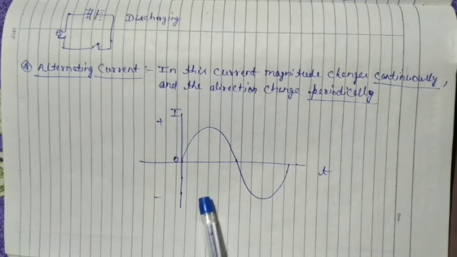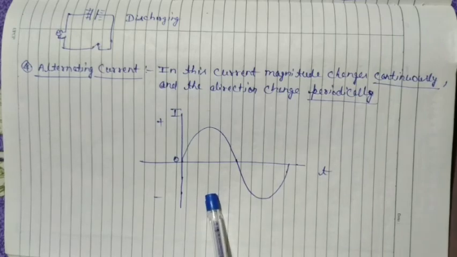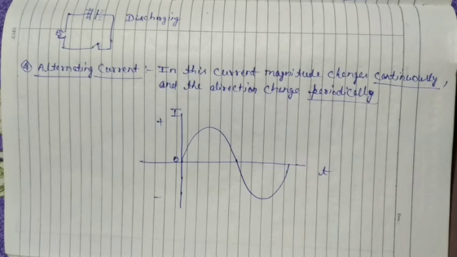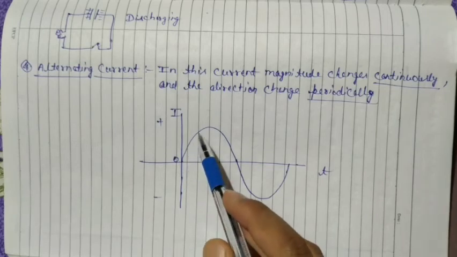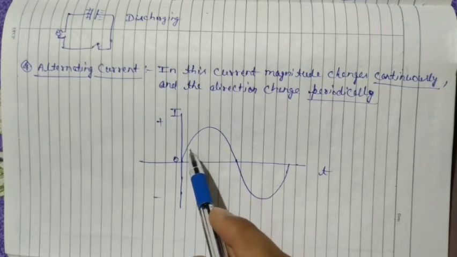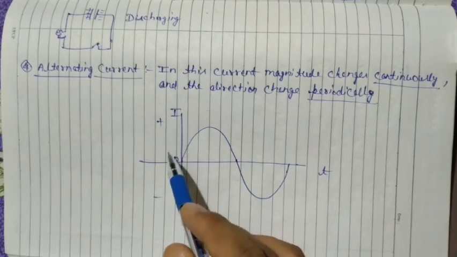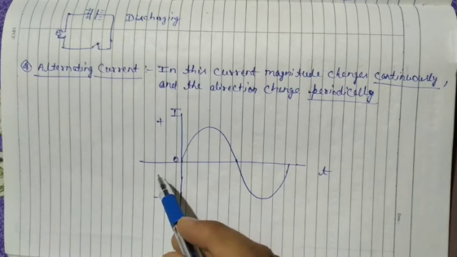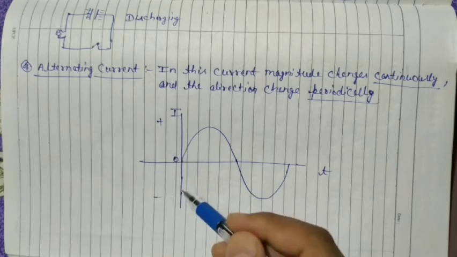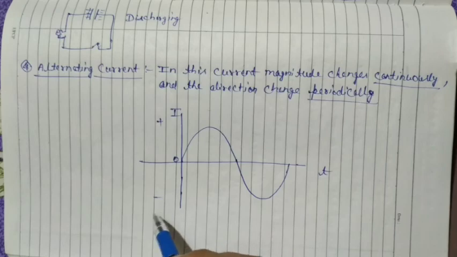I make a graph here. When current flows in this direction, then I will say it is positive direction, positive current. When the current flows in this direction, I will say it is negative current, opposite direction.